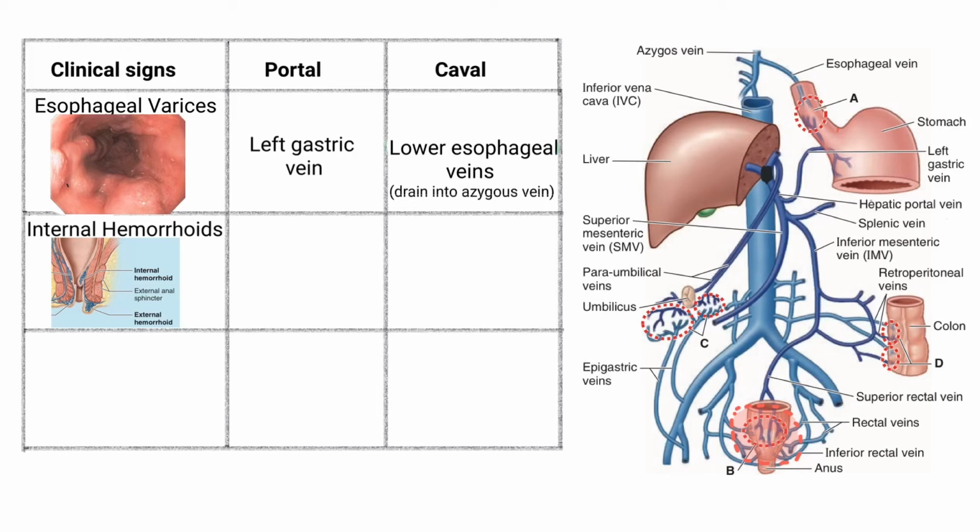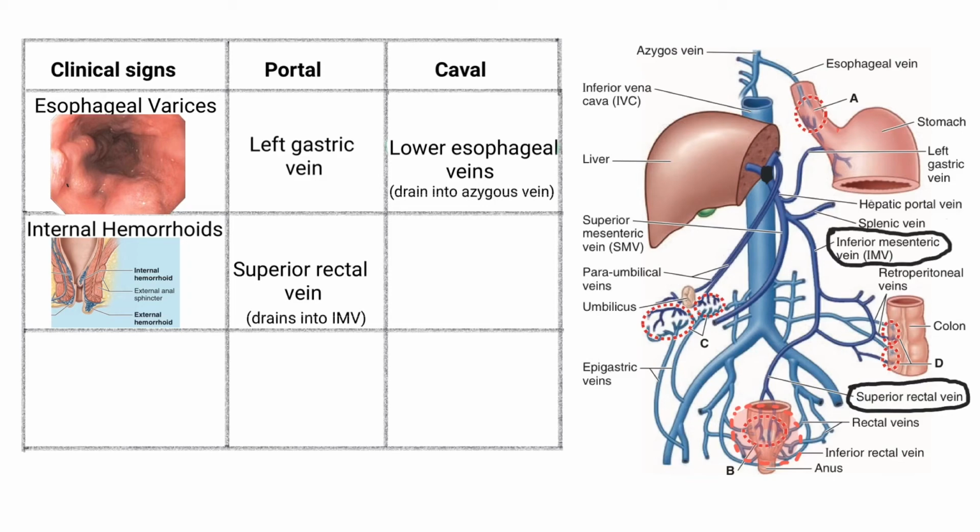You want to know that the portal aspect for the internal hemorrhoids is going to be your superior rectal vein. That superior rectal vein drains into your inferior mesenteric vein, which will eventually drain into your splenic vein. Remember the saying, two S's make a P. That's why downstream we are going to have the buildup in pressures. So what I want you to know is the portal aspect for my internal hemorrhoids will be the superior rectal veins.